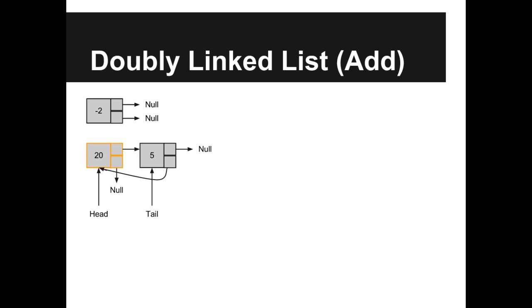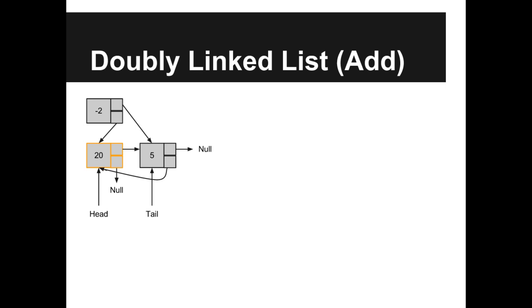So what we do is to point the previous pointer of the node that we have just created to point at the node that we're currently looking at. So we're going to point the previous pointer of -2 to look at 20, and the next pointer of -2 to look at the next pointer of the current node that we are looking at. So the previous pointer is pointing at 20, the next pointer is pointing at node 5.